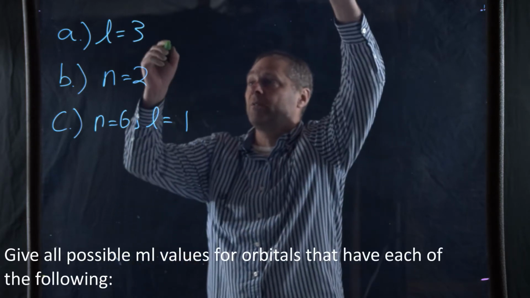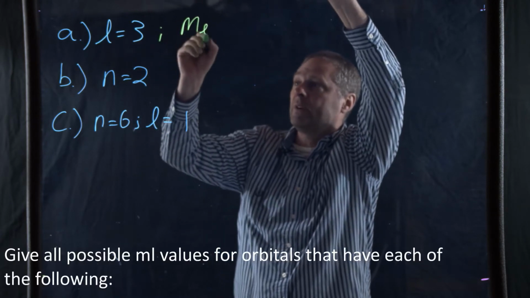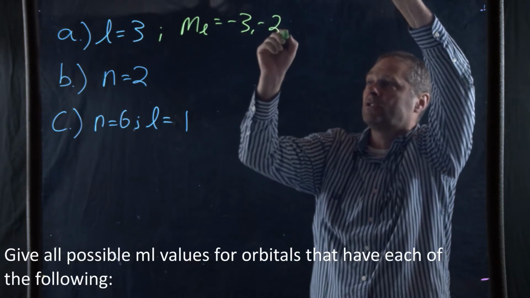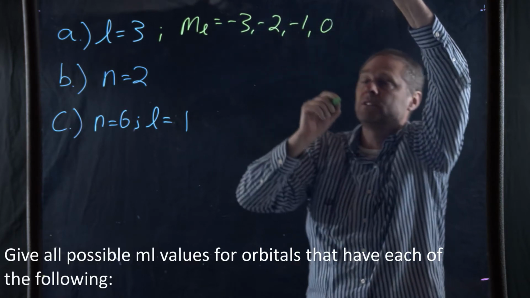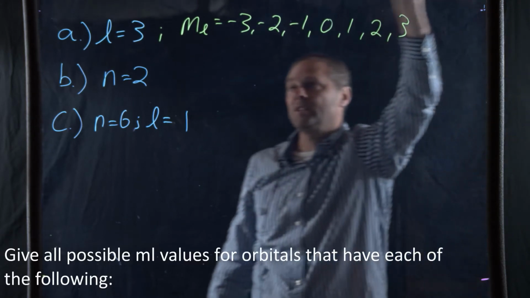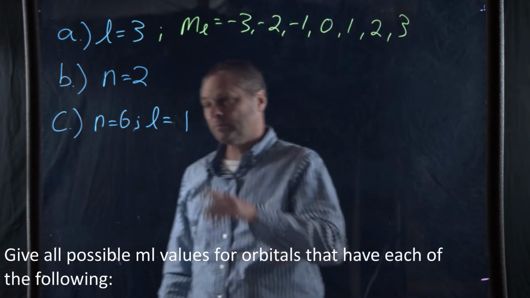So for A, if we have L equal to 3, then m sub l is going to be equal to -3, -2, -1, 0, 1, 2, and 3. Those are the possible values if we happen to have L equal to 3.